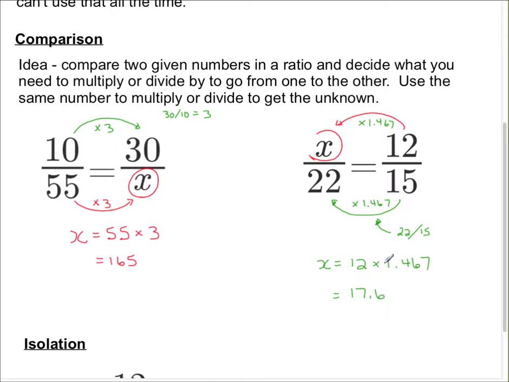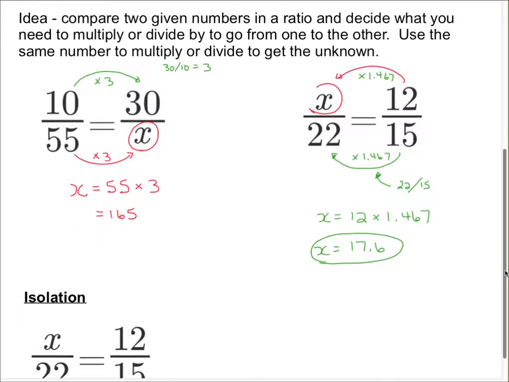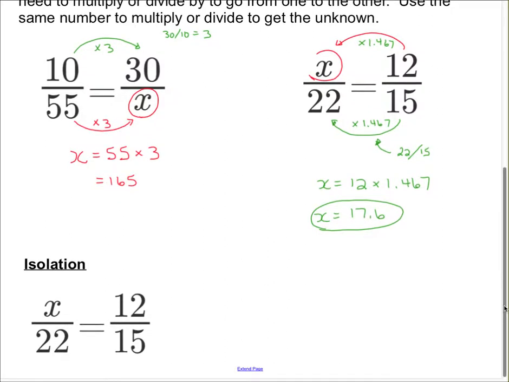Now if you actually type this in, you might not get exactly the same answer as me, because I left all those digits on the calculator, which makes it slightly more accurate. Okay, so that's our value for x in this question. Now there are two more types of solving that I'm going to do with you. The next one is called isolation.